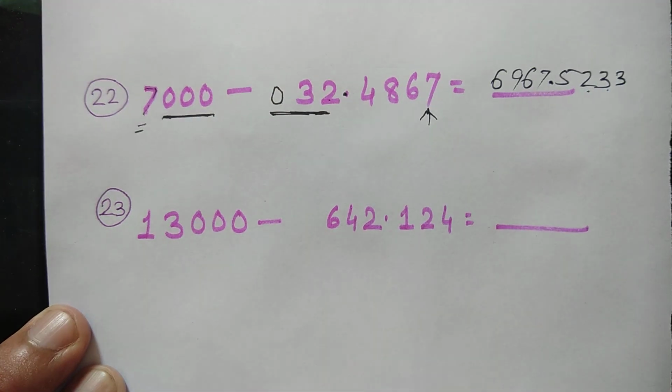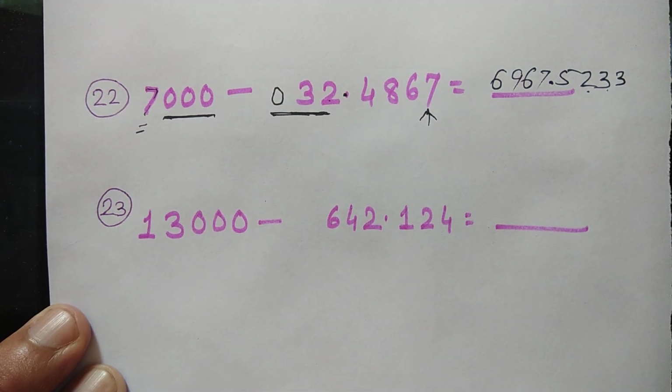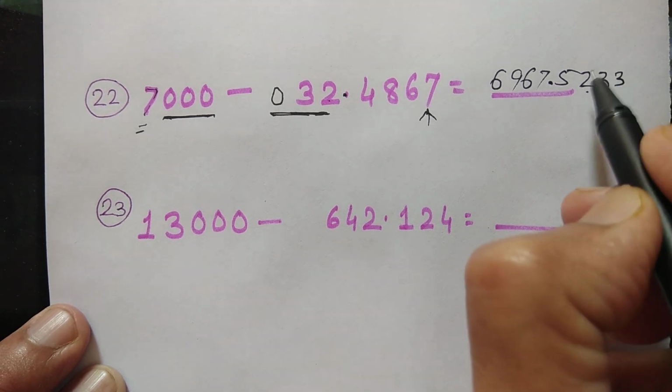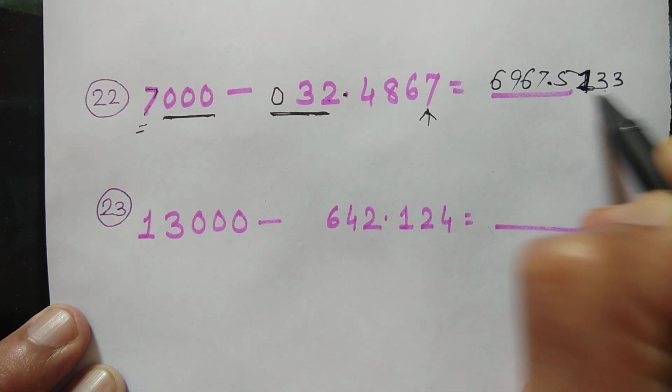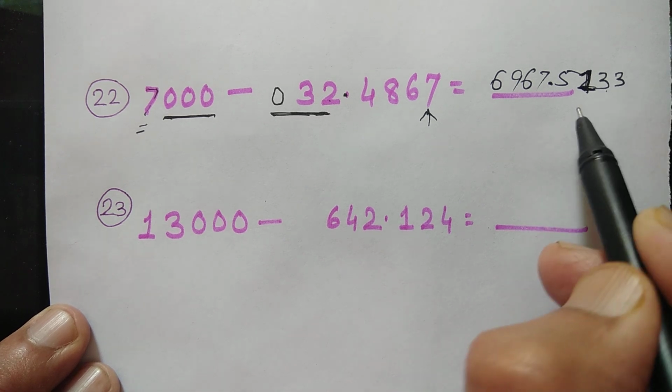7,000 minus 32.4867. Then our answer will be 6967.5133. Then here number is 1. Here number will be 1. Let's check it. Why is 1?